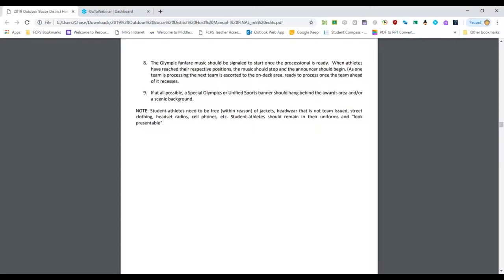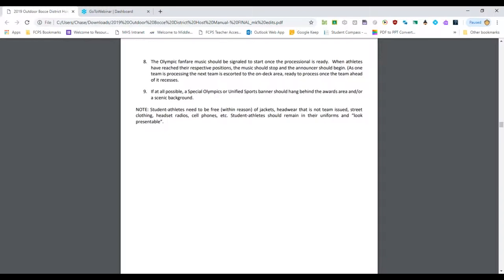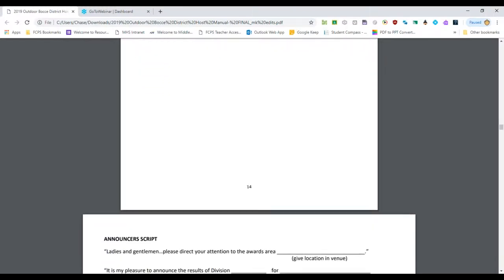If at all possible, Special Olympics or Unified Sports banners should hang behind the awards area and/or a scenic background. By now, reps should have been getting with Kara to see who needs a banner if they don't already have one. Student athletes need to be free, within reason, of jackets, headwear that is not team issued, street clothing, headsets, radios, cell phones. Student athletes should remain in their uniforms and look presentable. Something just to keep in mind.